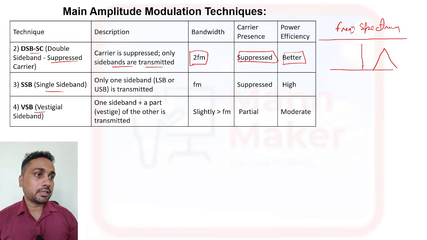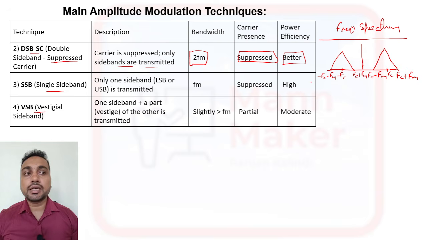If we talk about the frequency spectrum of this DSB-SC, it will be the same as amplitude modulation. Here the spectrum will be like this. In that, the carrier signal is suppressed, and this is the upper sideband. This is your FC plus FM, and this is your FC minus FM. Likewise, this suppressed carrier is your FC, and this is your minus FC. So this point will be minus FC plus FM, and here minus FC minus FM. Okay, this is the frequency spectrum diagram of a DSB-SC.